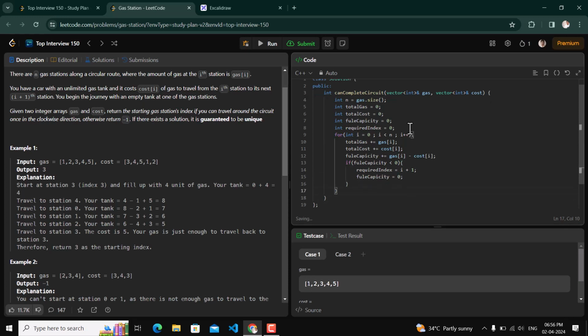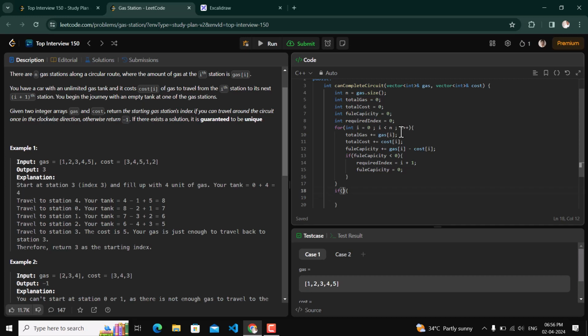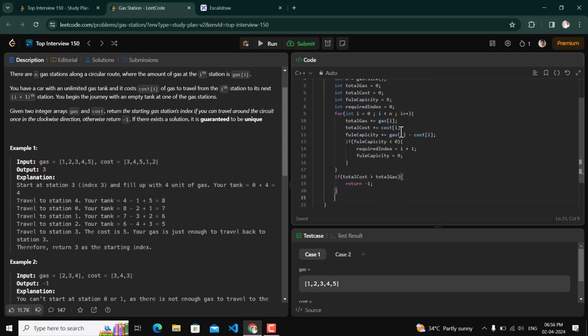Okay, so this basically we have calculated. Now we have to check if total cost is greater than total gas. In that case, we will never be able to traverse it completely. So we will return -1, no solution possible. Otherwise, we will return the required index. Okay, so this is basically the solution.